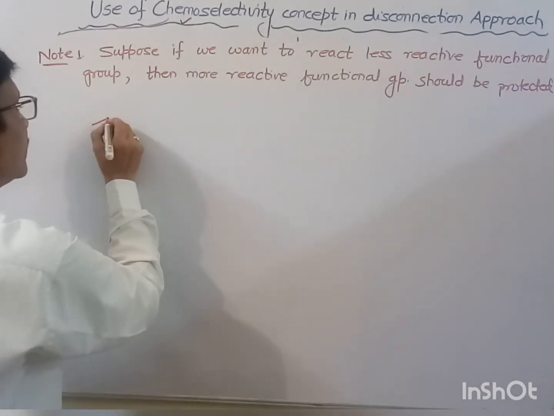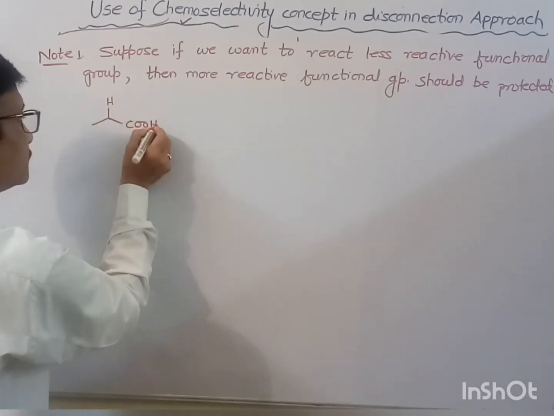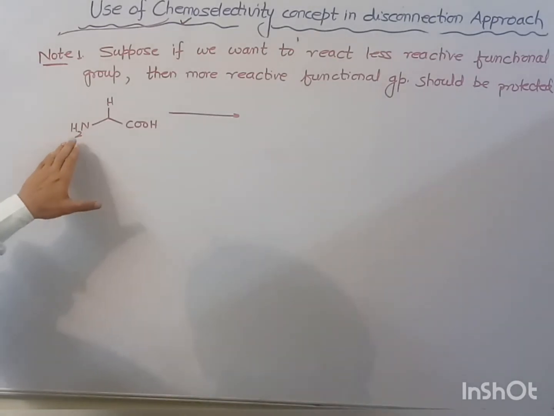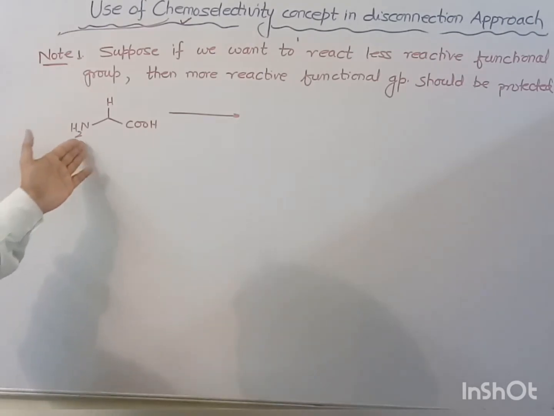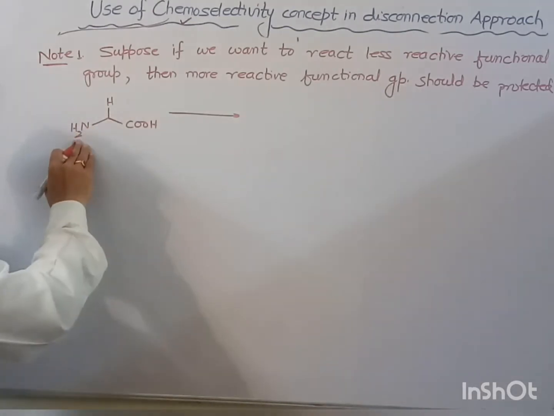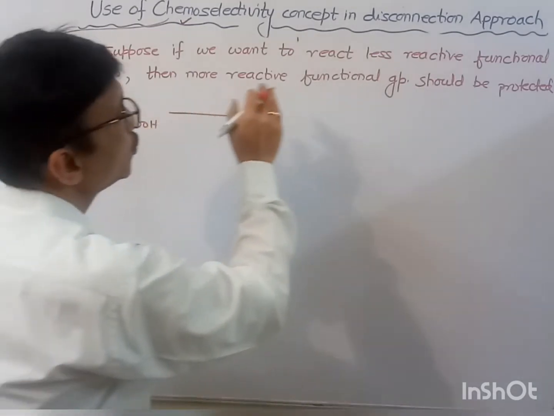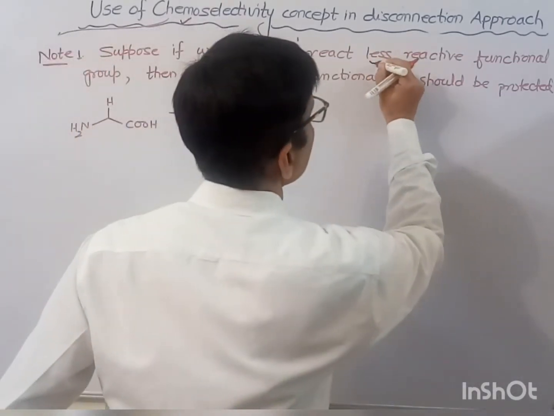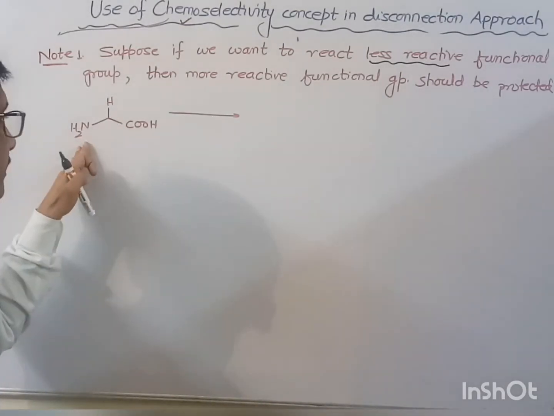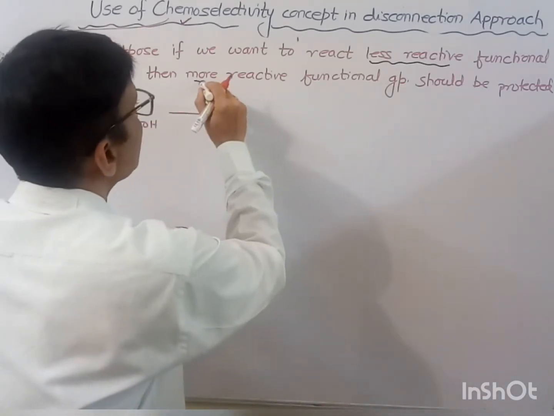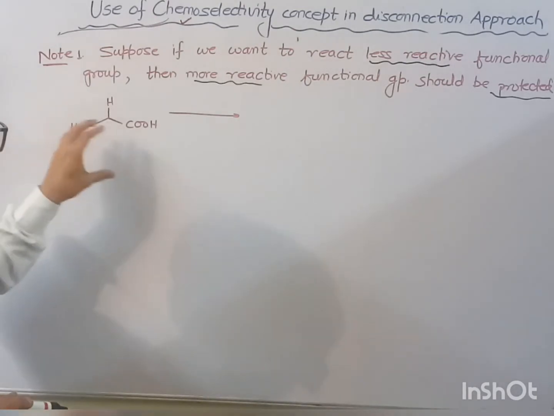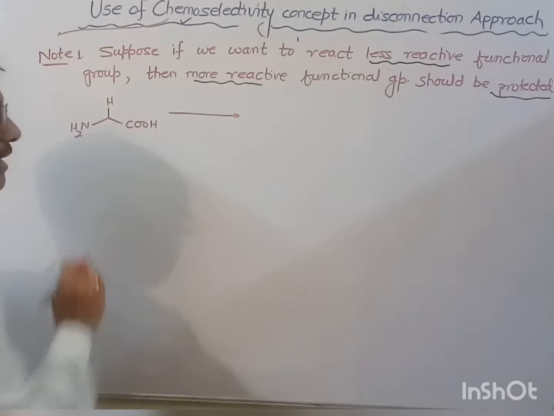Now suppose we have glycine. In glycine, two functional groups are present. One is the amine and the other is the carboxylic acid. In these two, which is more reactive? Suppose this is more reactive and this is less reactive. And suppose we want to react the less reactive functional group, meaning we want the reaction from the C side, not the N side. Then the more reactive functional group should be protected. If I protect this functional group, then the reaction will occur from this side. So the N side can be protected.